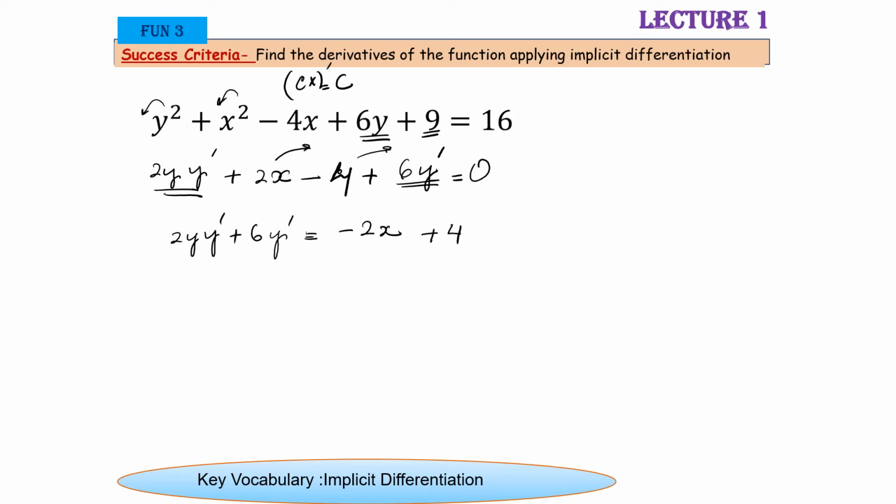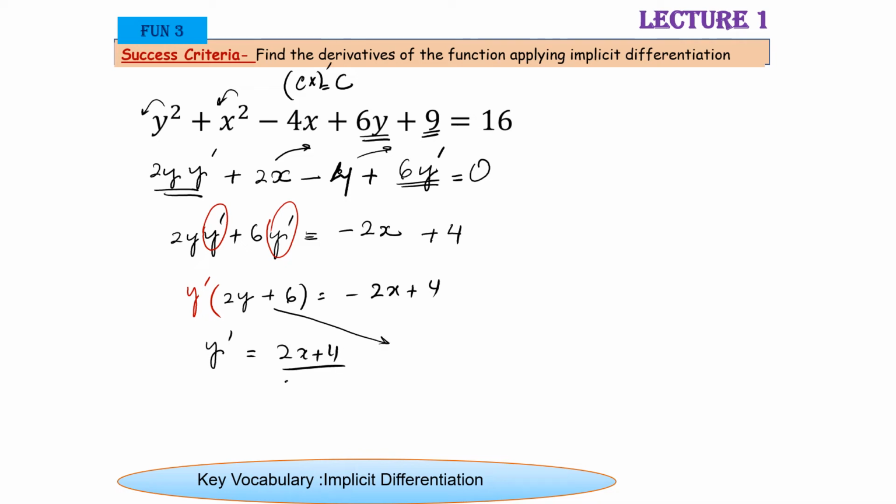Now from the left hand side, take the y prime common. So you will write y prime only one time and the remaining terms inside the bracket, that is 2y plus 6, equals negative 2x plus 4, written as it is. Divide both sides by 2y plus 6. So in the end, just bring it down. We will get y prime equals negative 2x plus 4 over 2y plus 6.